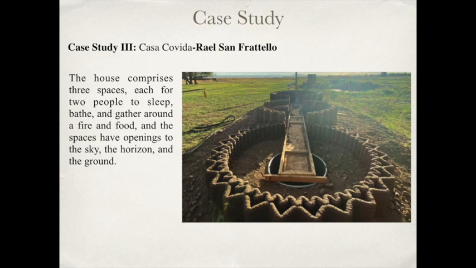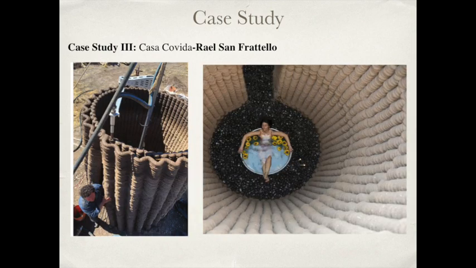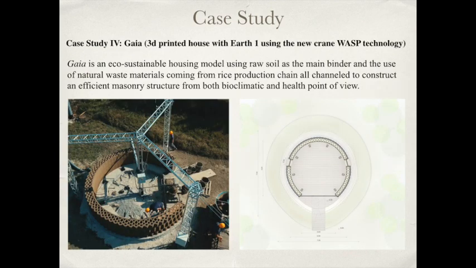The house comprises 3 spaces, each for 2 people to sleep, bathe, and gather around a fire and food, and the spaces have openings to the sky, the horizon, and the ground. A static 4-axis arm printer was used to facilitate multiple printing positions during the construction of this structure. As can be seen here, a double wall prototype is under construction, and the other image here shows a completed bath area.